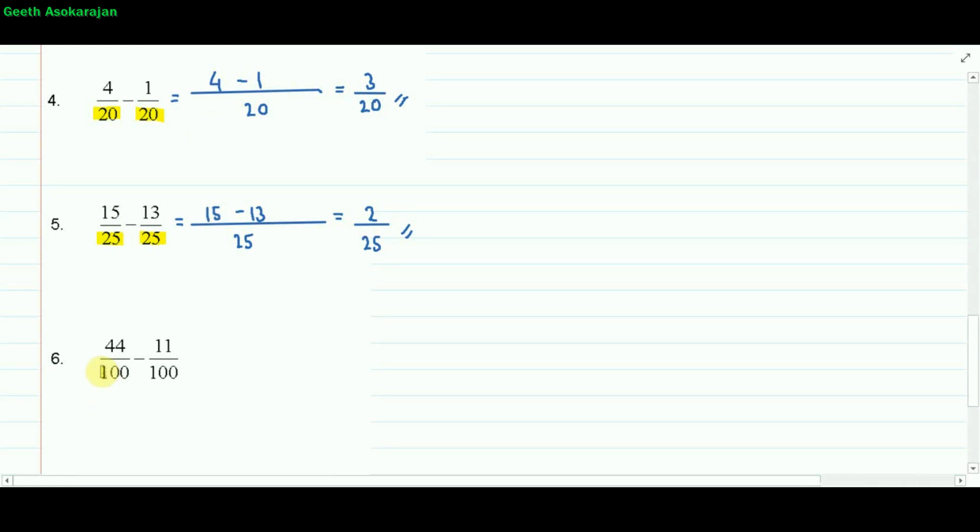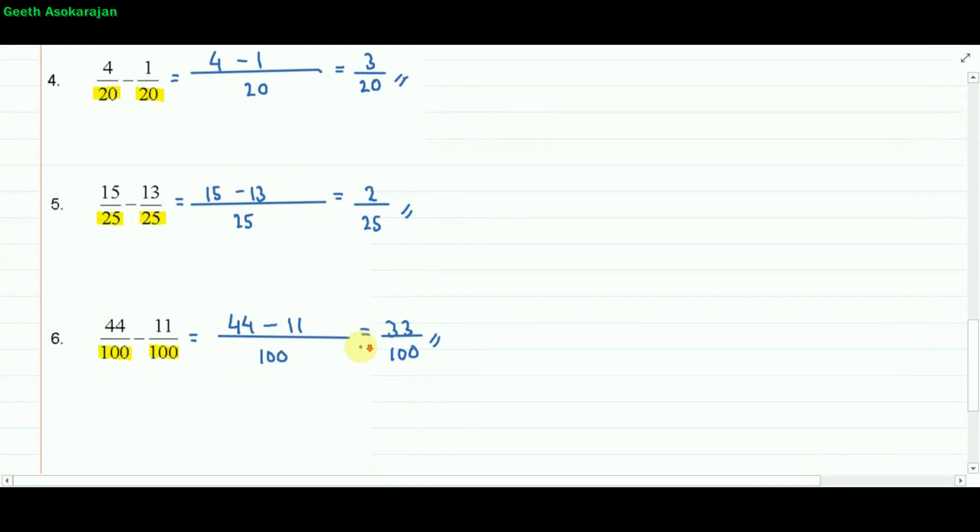For number 6, denominator of 100 here, denominator of 100 here. The denominators are the same. So let's have a common denominator of 100. And let's subtract the numerators. So 44 take away 11. So 44 take away 11 is 33. So it's 33 divided by the 100 below. So that should be the solution to number 6.